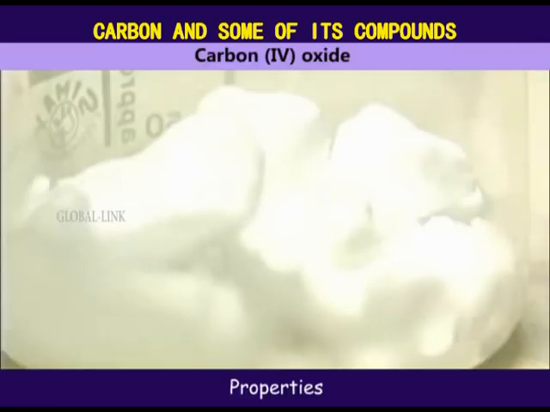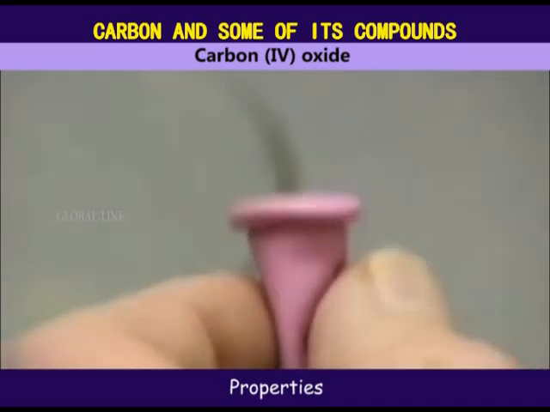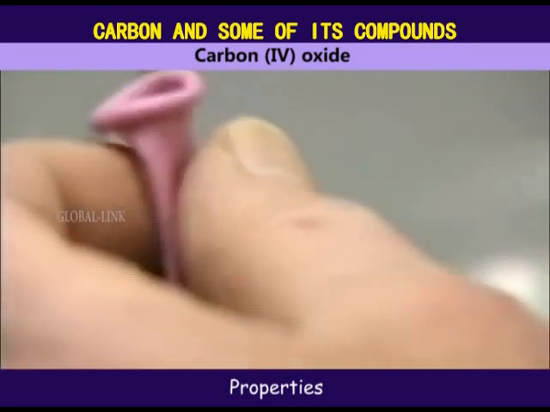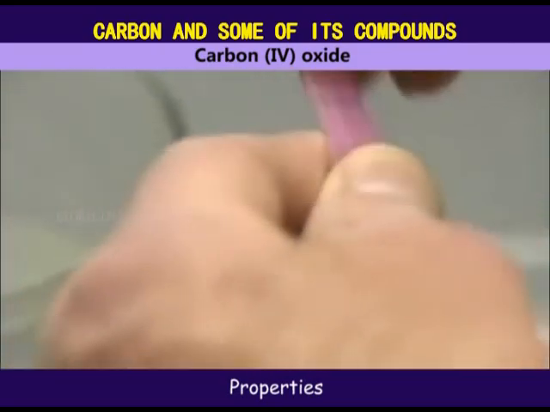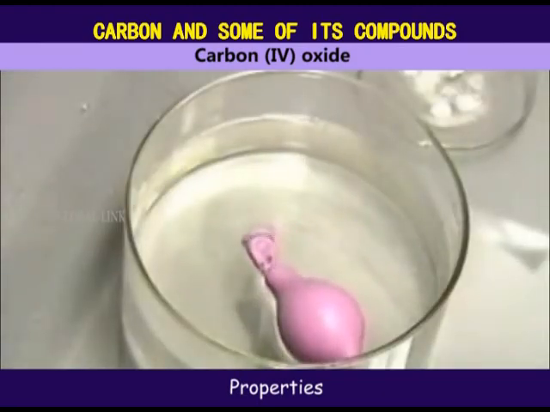Carbon 4 oxide is a unique gas in that it has no liquid phase at normal atmospheric pressure. This is the solid form, dry ice. By sealing some dry ice in a balloon and using a warm bath of water, we see how it sublimes quickly to a gas.